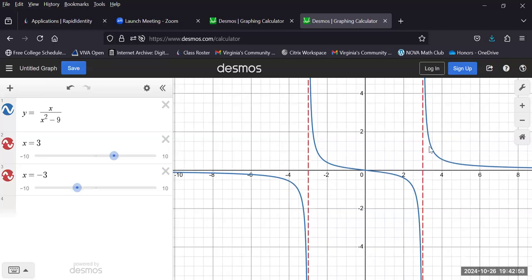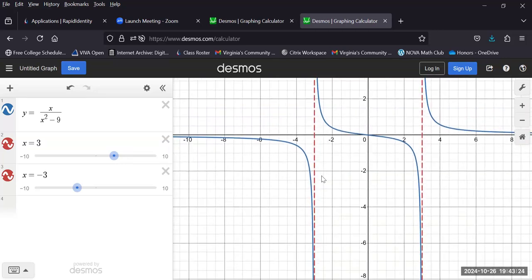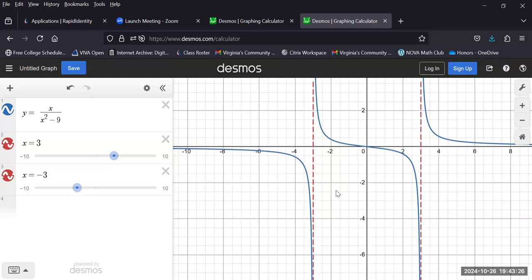There they are. You can see as x approaches 3 from the right side, the function values get bigger and bigger. As x approaches 3 from the left side, the function values go to negative infinity. As x approaches negative 3 from the right, the function values get larger and larger. As x approaches negative 3 from the left, the function values go to negative infinity.